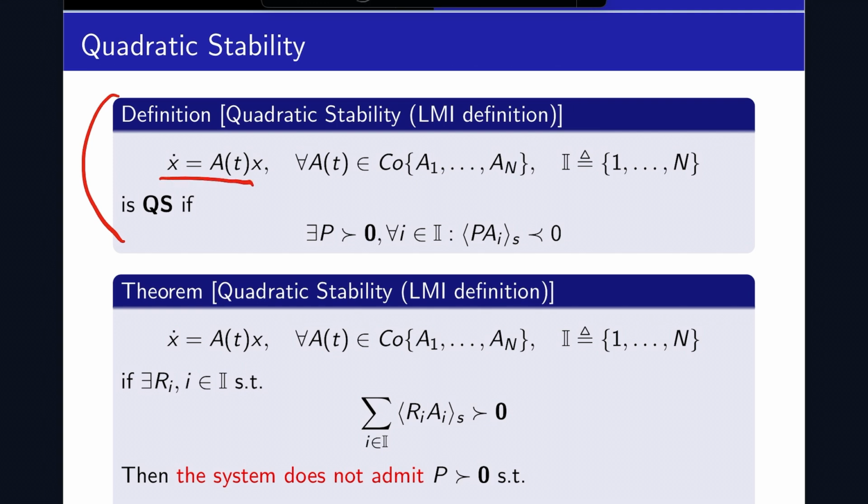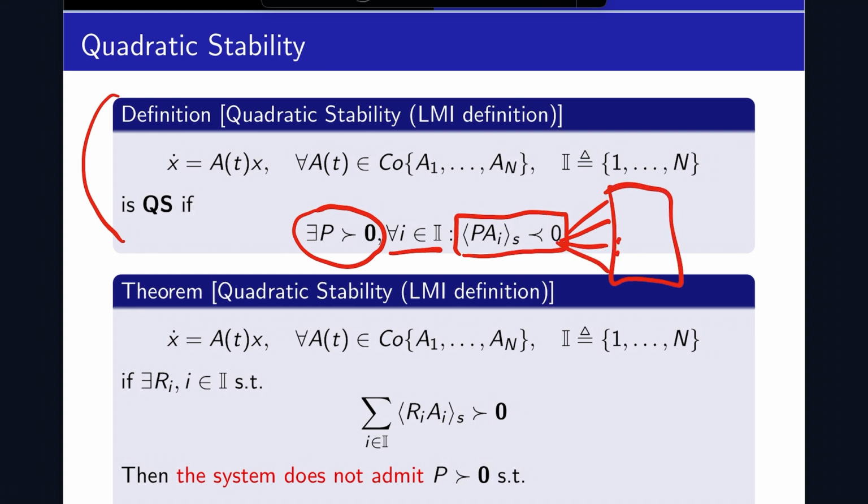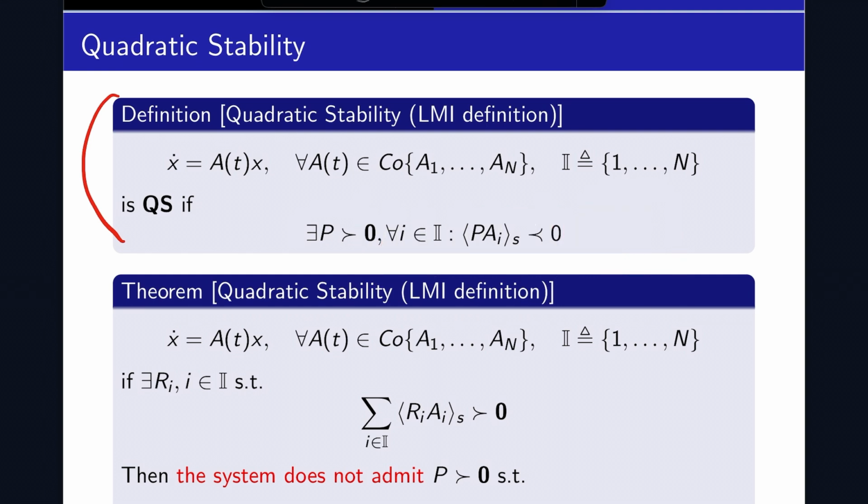And again, this is quadratic stable if there exists P, and for all indices i, such that we have this condition. Instead of writing the same thing n times, we have this shorthand notation to make things easier for everyone.